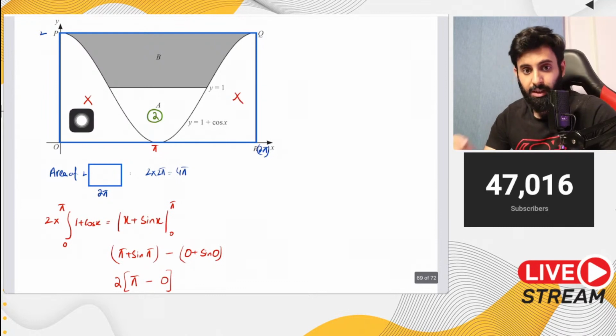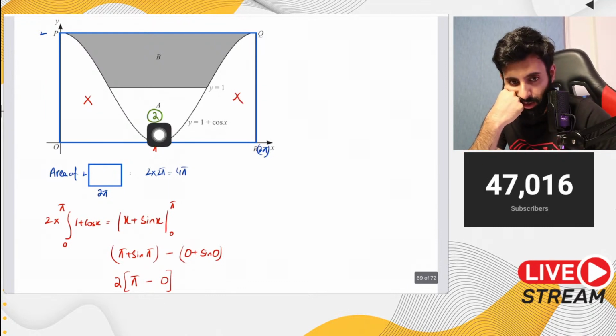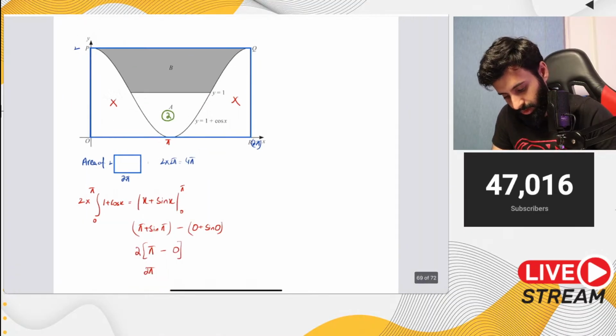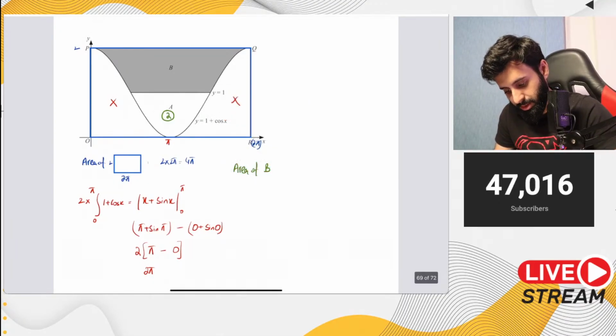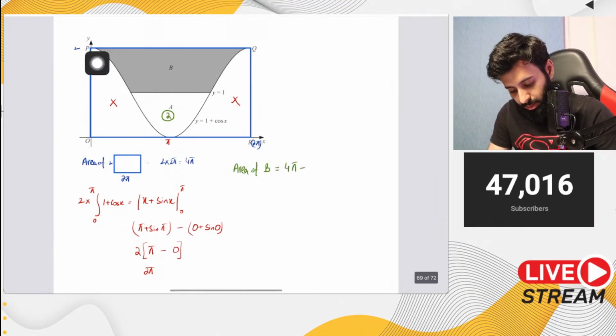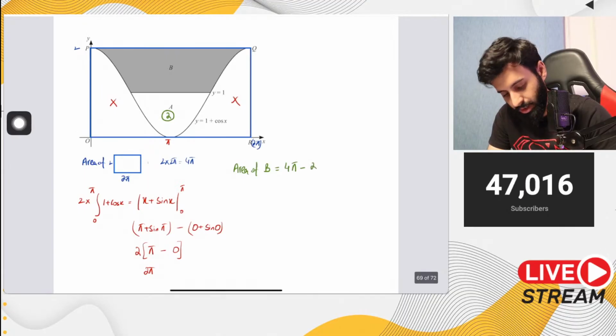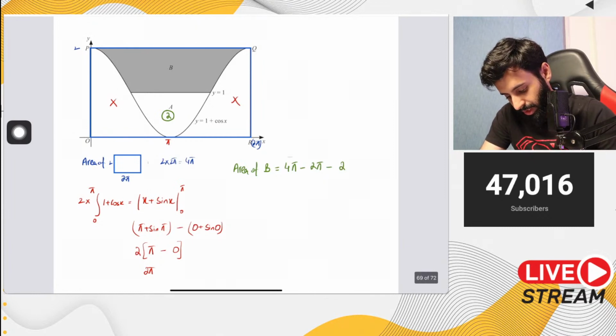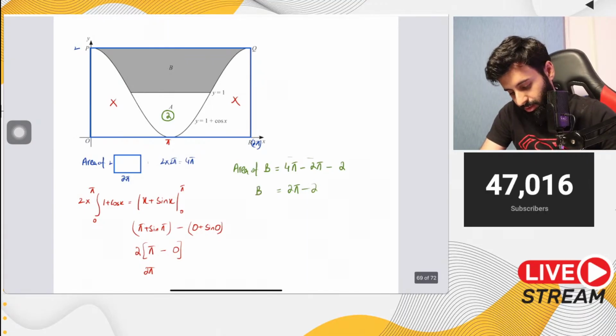As I mentioned earlier, we also need to subtract A. So I think we're almost there. Area of B is equal to the area of the rectangle, which turned out to be 4 pi, minus the area of these 2 regions, which turned out to be 2 pi, minus the area of region A, which is equal to 2. So 4 pi minus 2 pi can be simplified and written as 2 pi minus 2. So this turns out to be the area of region B.